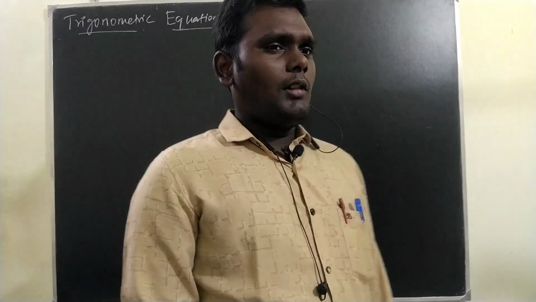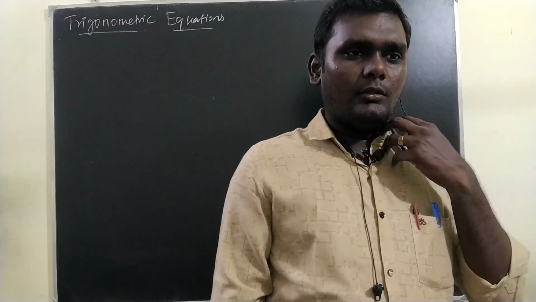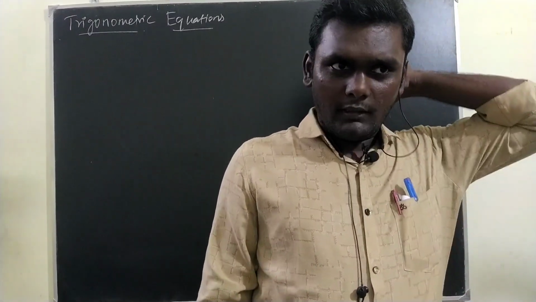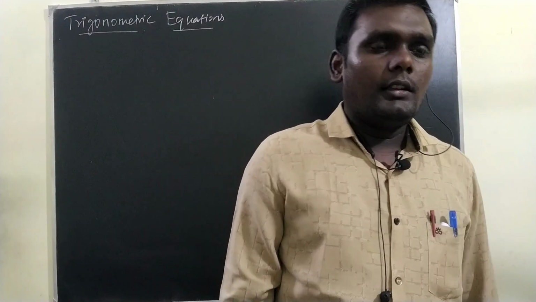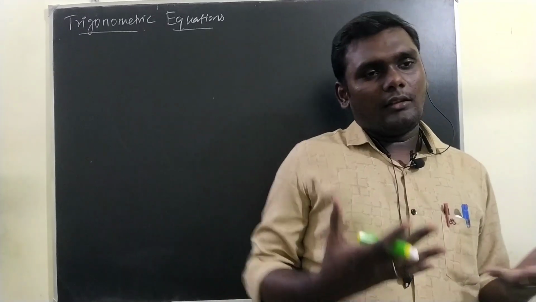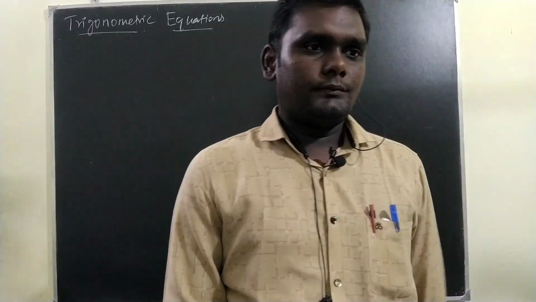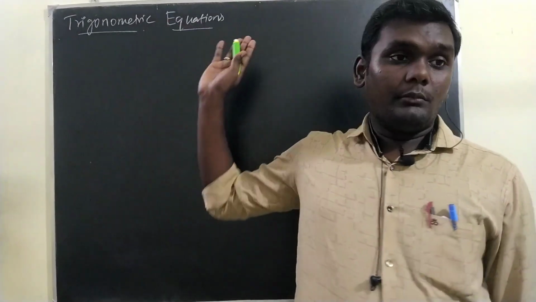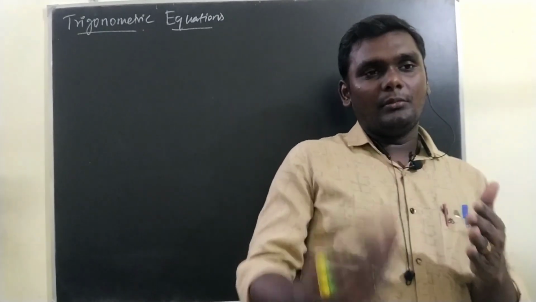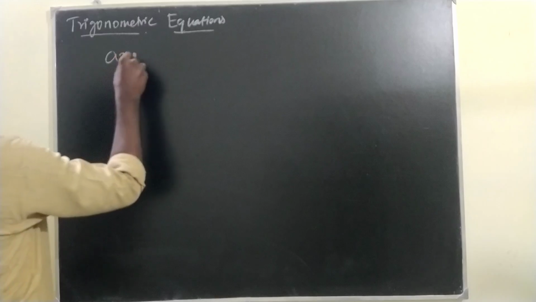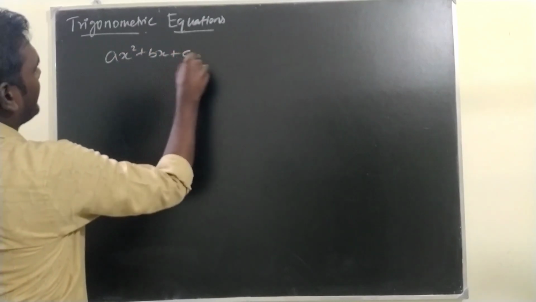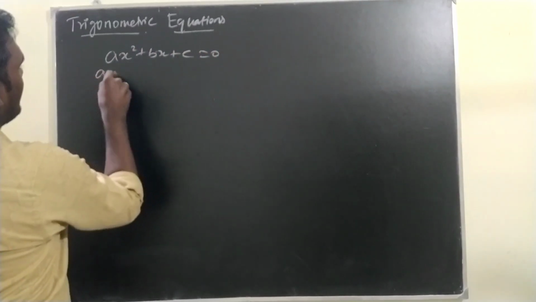Usually an equation means, like we know the quadratic equation, which involves a variable, in the form of ax square plus bx plus c. Likewise, we may solve linear equations. Likewise, many algebraic equations we have solved. The trigonometric equation means, instead of variables, like ax square plus bx plus c, I am having a quadratic equation. Okay.